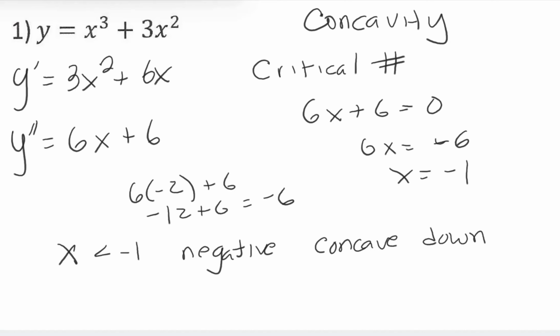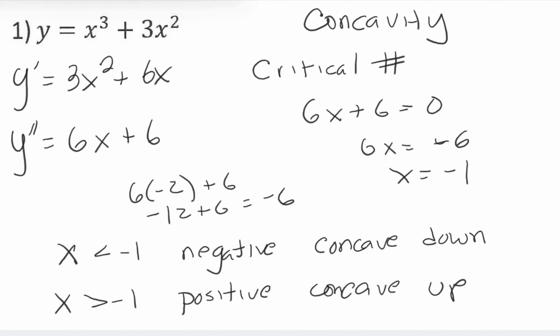That's fine. And then since this is a linear equation and it's going to switch, we know it's going to be positive on the other side. So if x is greater than -1, it's positive. So it's concave up. And that's it. That's what you'd do for that one.